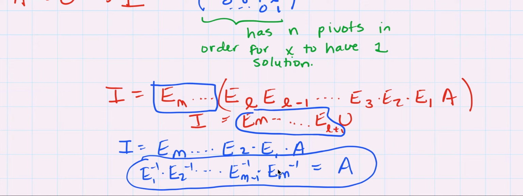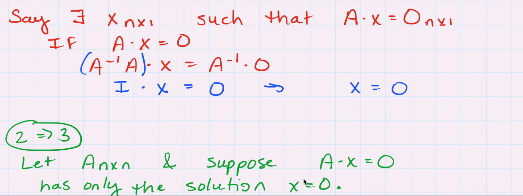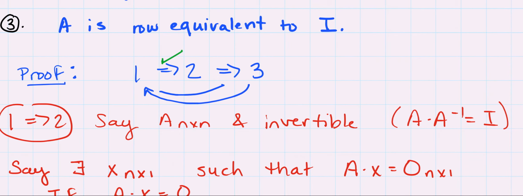So what have we shown? Remember we said before that if A is invertible, the inverse is the product of elementary matrices. And it turns out that the matrix itself, the matrix A, is also a product of elementary matrices because all of these inverses are elementary matrices. Okay, so we've shown that 2 implies 3. Let's show the last one, that 3 implies 1.